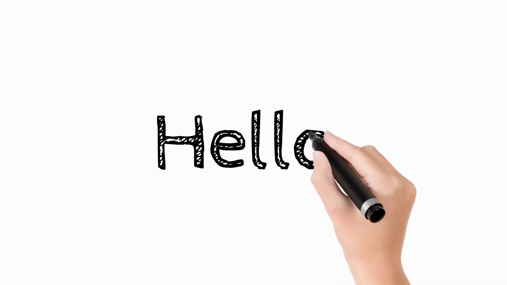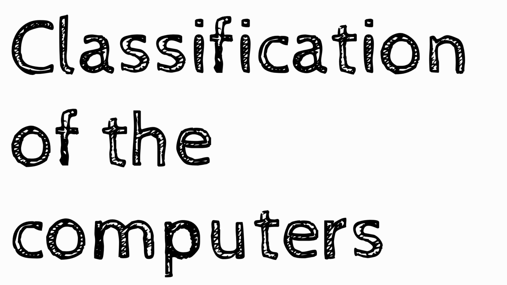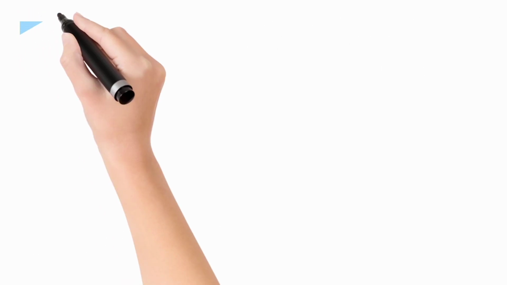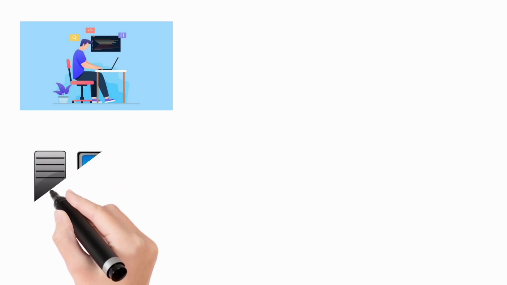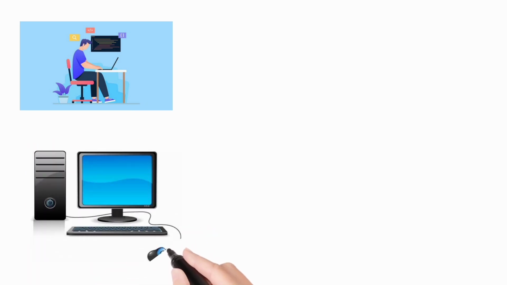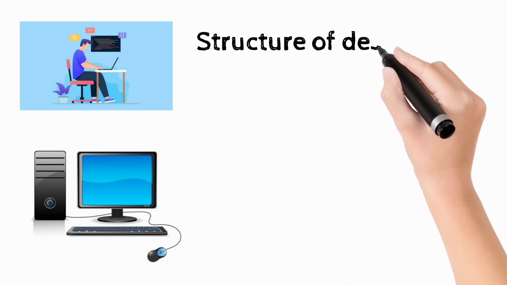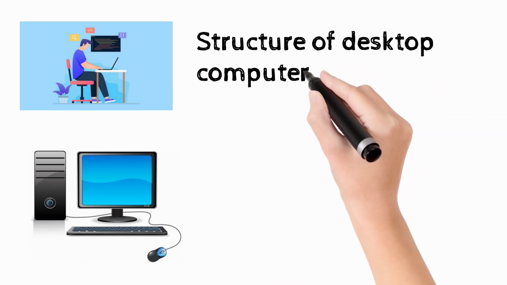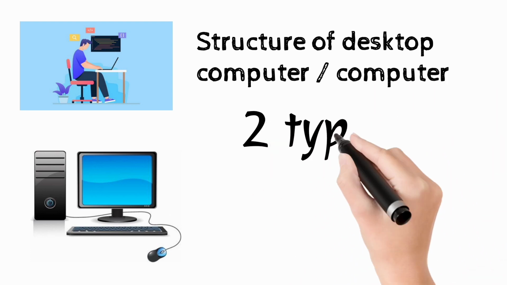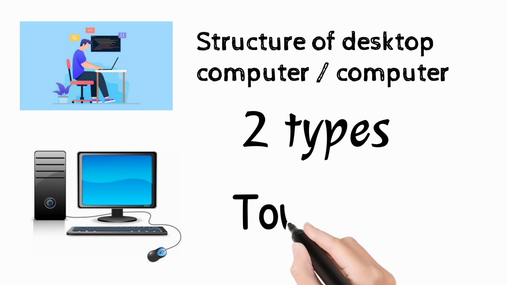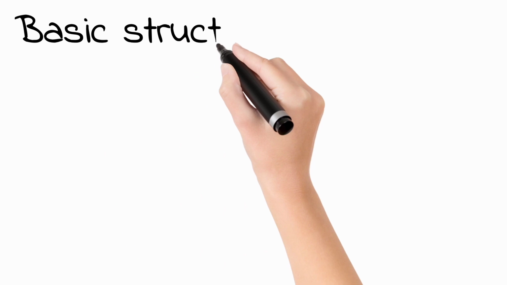Hello. In the previous video, we discussed the classification of computers. We know that computers have many types, but the most popular type, used by the customers of computers, is the desktop computer. In this video, we will learn the internal structure of the desktop computer. There are two further types of desktop computer. Here, we discuss the tower PC.